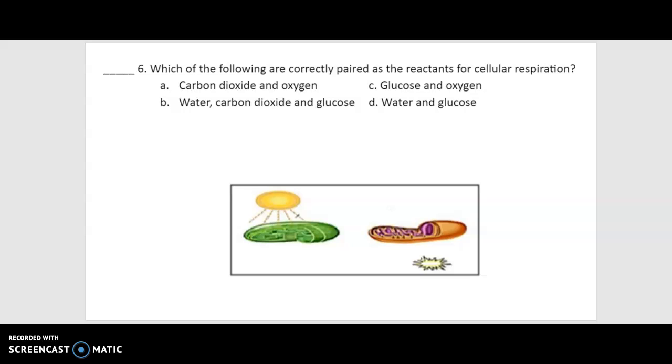Question 6. Which of the following are correctly paired as the reactants for cellular respiration? Alright, highlight the question. So you have your graphic here. You want to label this down here. Remember, water is here. Carbon dioxide I put down here.